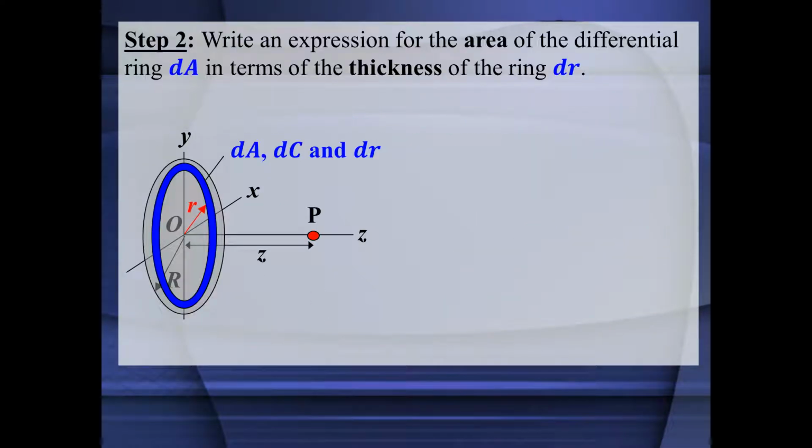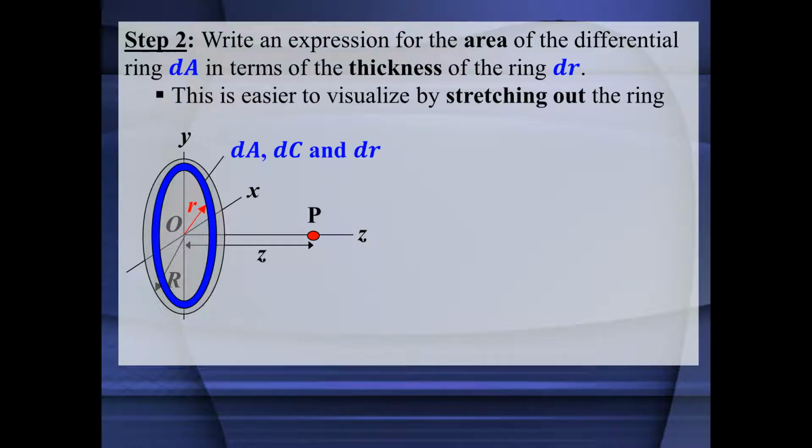Step 2, I want to write an expression for the area of the differential ring, dA, in terms of the thickness of the ring, dr. We can actually do that based on the 3 variables we have identified. We have dA, we have dC, and we have dr. And I want an expression for what the area of that blue ring would be.